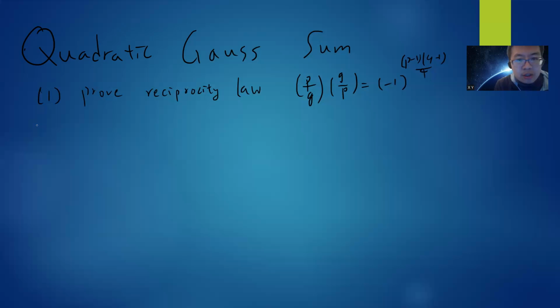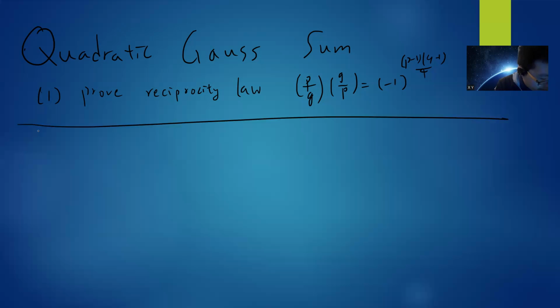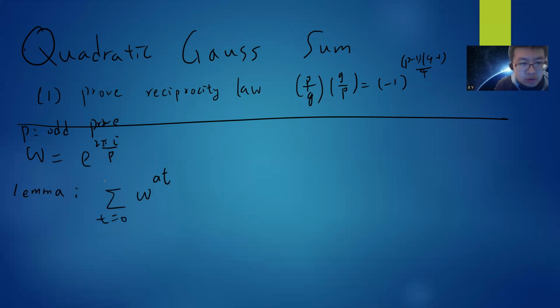Before we give a definition, let's consider p is a prime, and let's say omega is the primitive p-th root of unity. So let's talk about some lemmas. The first lemma is very simple. If you sum omega^(at) for t from 0 to p-1, that is 0 if a is not 0 mod p.